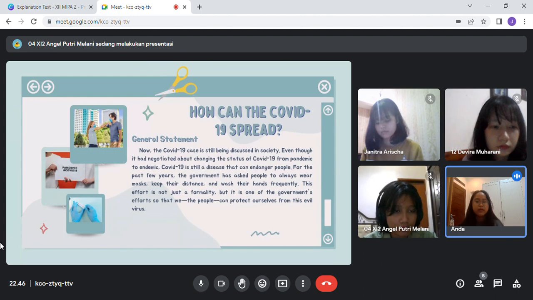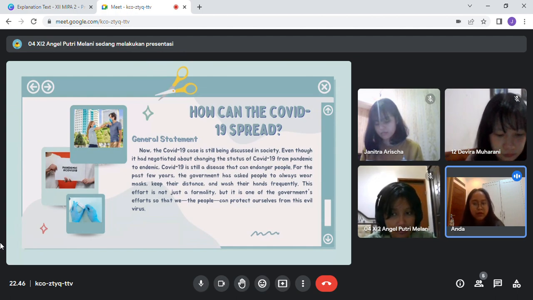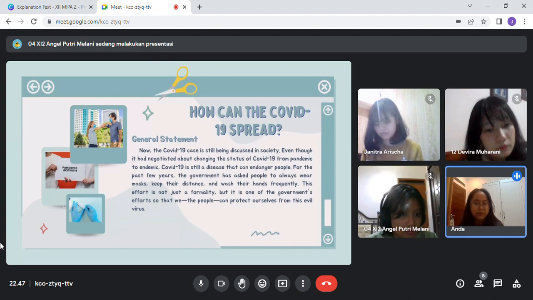Now, the COVID-19 case is still being discussed in society, even though there have been negotiations about changing the status of COVID-19 from pandemic to endemic. COVID-19 is still a disease that can endanger people. For the past few years, the government has asked people to always wear masks, keep their distance, and wash their hands frequently. This effort is not just a formality, but it is one of the government's efforts so that we can protect ourselves from this evil virus.